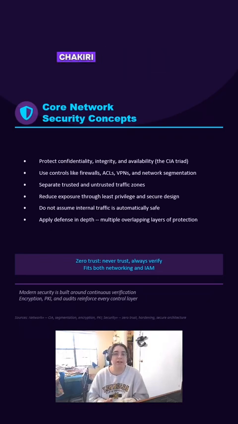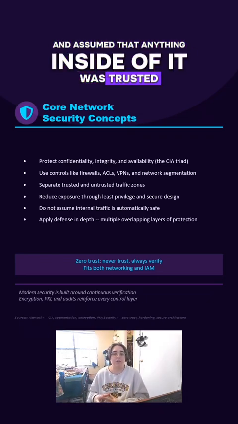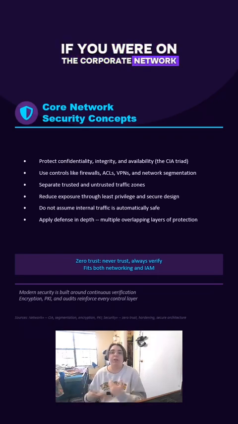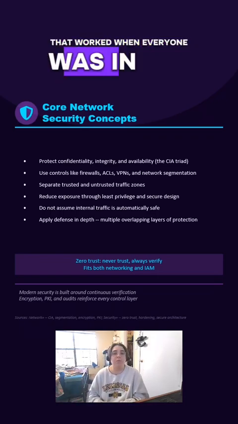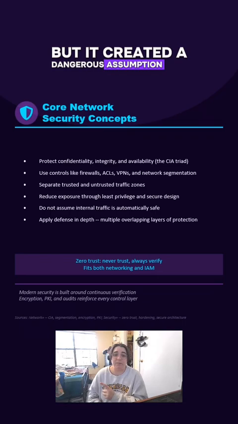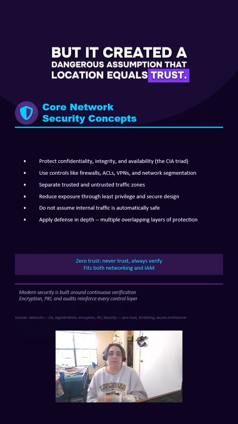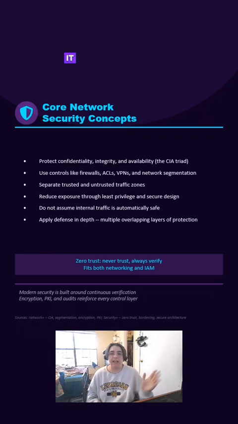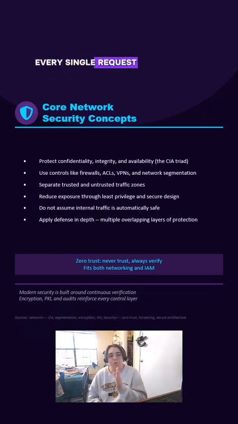Traditional security drew a perimeter around the network and assumed that anything inside of it was trusted. If you were on the corporate network, you were in. That worked when everyone was in the same building on the same infrastructure. But it created a dangerous assumption that location equals trust. Zero Trust throws that out, okay? It says no connection is trusted by default no matter where it comes from. Every single request gets verified.